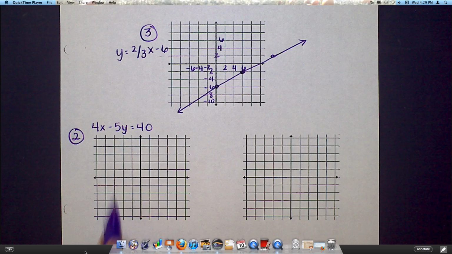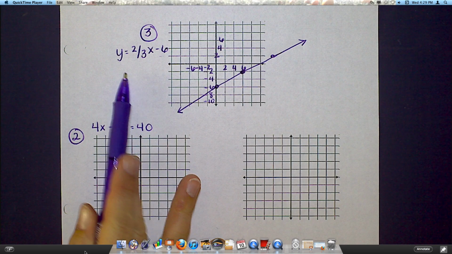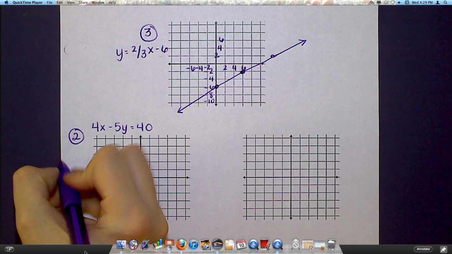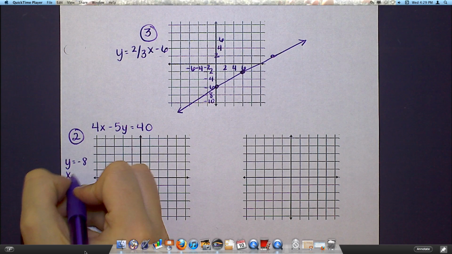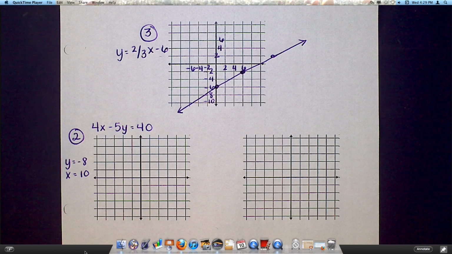Now with these, we don't really have a process to follow like we did with the slope-intercept form one. I think it's easiest to graph these using the intercepts, okay? And we already found the intercepts. We found that the y-intercept was at -8, and the x-intercept was at 10. You can look back on your table to see how I came up with those.